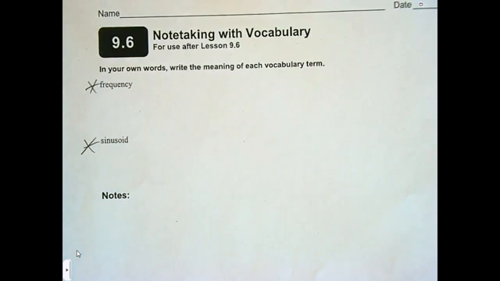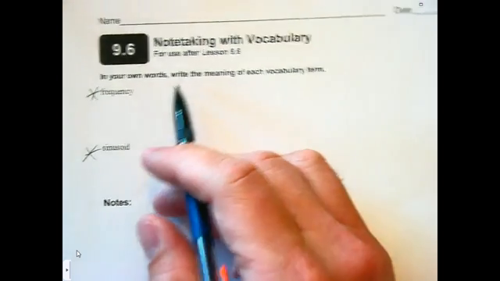Sinusoid is just a cool term to say. You want your friends to call you by a cool name other than your name, which is obviously cool. You can also call me sinusoid for short. Okay? All right.